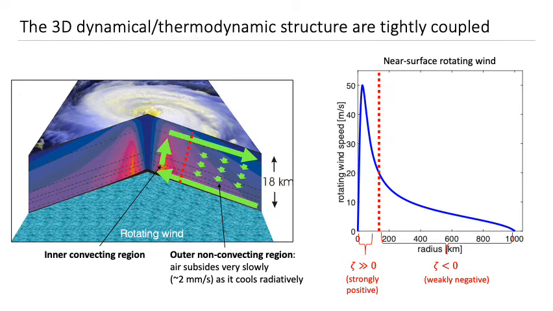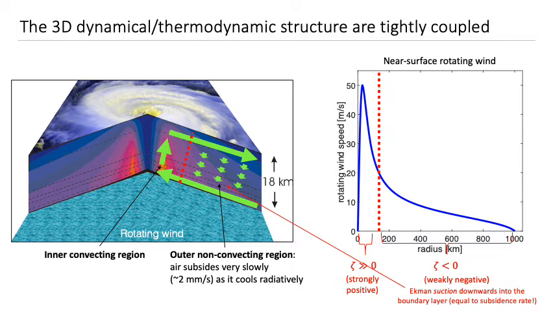and negative relative vorticity, but it's much weaker. It's actually very, very small magnitude, but negative vorticity. And that dynamic outcome is actually very tightly coupled to the thermodynamics of this gradual subsidence in the free troposphere.